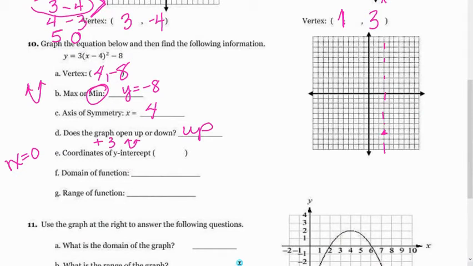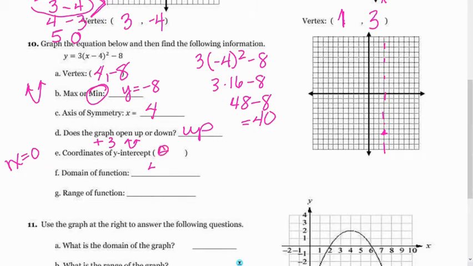The y-intercept, I'm going to plug in 0 to get the y-intercept. So when I do that, I get 3 times negative 4 squared minus 8. This gives me 16. Of course, I don't have a calculator with me right now. 48 minus 8. If I'm wrong, I'm so sorry. So that would be 0, 40.